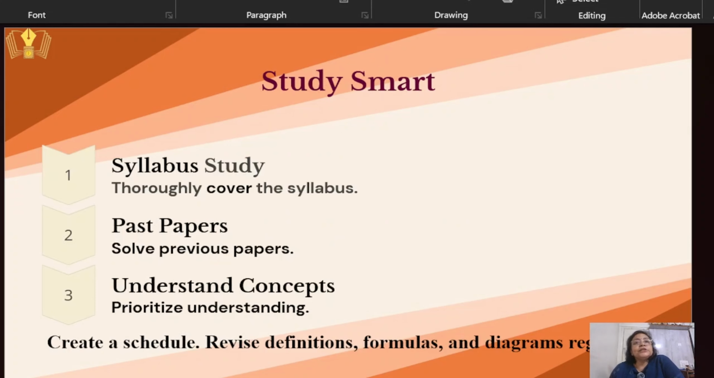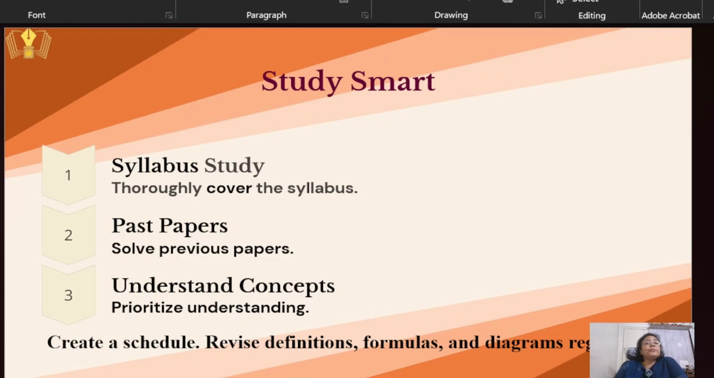So study smart, children. Syllabus study. Now thoroughly cover the syllabus. You need to cover the syllabus thoroughly. You cannot do any sort of selective study. Remember that. After finishing the entire syllabus, you need to solve the past papers, means previous year's question papers.